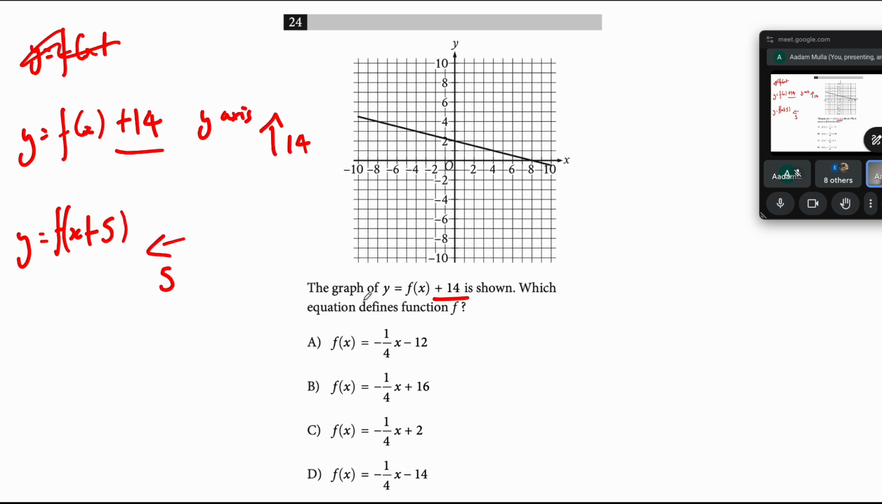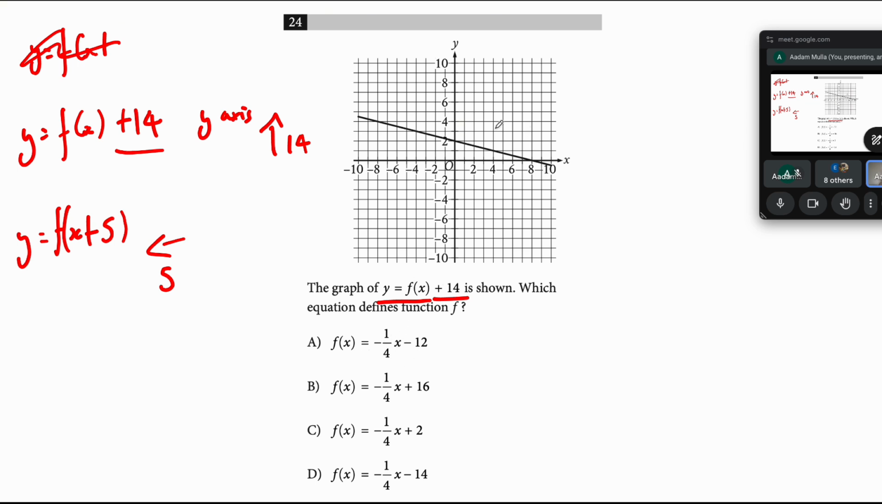So in this one, it's saying we've got a graph and it's been moved up by 14 positions. Which equation defines function f? There's 2 ways that you can do this just by looking at the graph. One way you could do it, you could type all of these into Desmos and you can see which one matches up. But that would be the smart way.